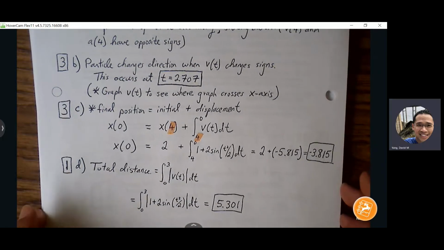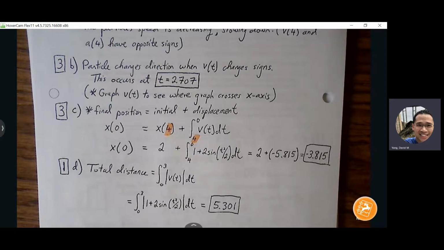Okay, part D is pretty easy. It's asking for the total distance from 0 to 3. Total distance is just the definite integral of my velocity, the definite integral of the absolute value of my velocity. So don't get thrown off between total distance and displacement. Sorry, in final position. With total distance, we don't add the initial point.